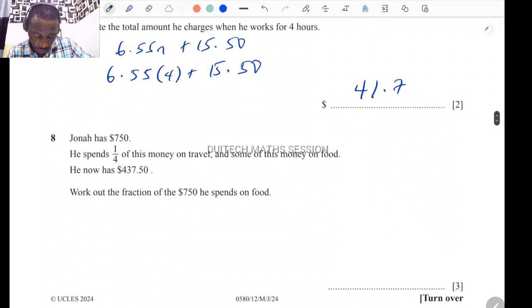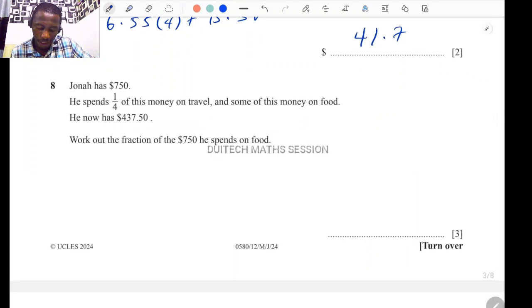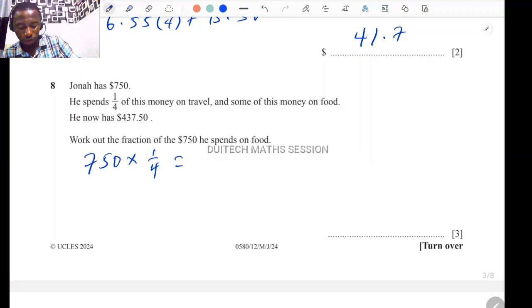Number 8 says Jonah has $750 and he spent 1/4 of his money on travel, and some of his money on food. The question is that he now has $437.50, right? So the question now is, work out the fraction of the $750 he spent on food. So if he spent 1/4 of his money on travel and he has 750, we're going to multiply. We're going to say, okay, that 750 he has, times it by the 1/4, so we know how much he spent on travel. So on travel he spent how much?